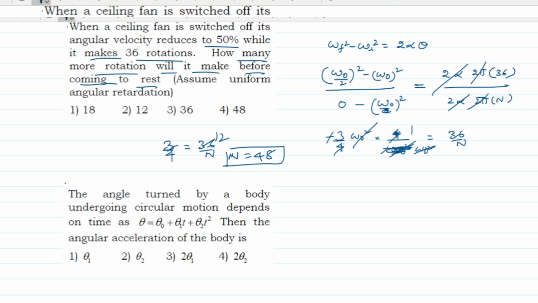How many more rotations will it make before coming to rest? So final angular velocity will be 0, initial angular velocity I would consider as omega naught. So here we will be getting the n value as 48.